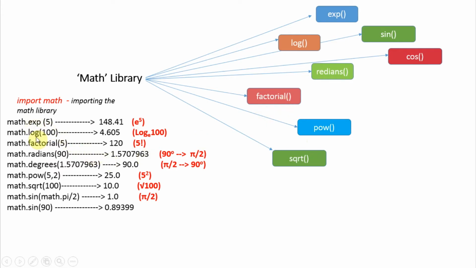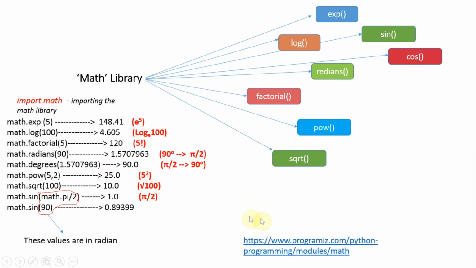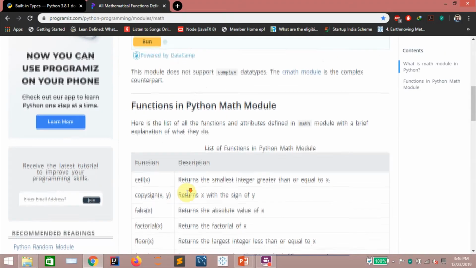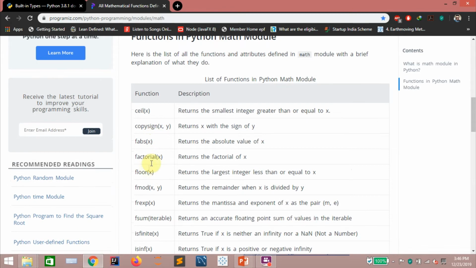You can see here math.exp(5), that is nothing but e to the power 5. math.log(100), this is nothing but log 100 base e. math.factorial(5), this is nothing but 5 factorial. You can go to this link and find all the operators that the math library has. You can see operators with description.